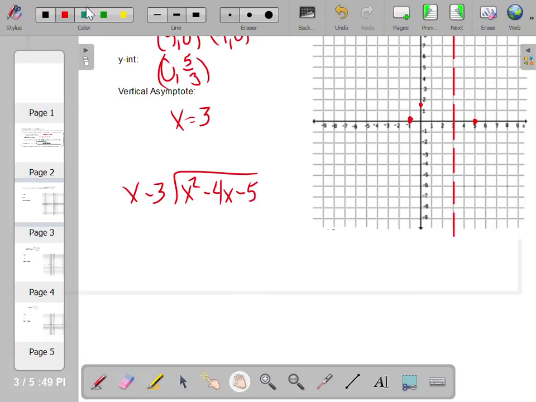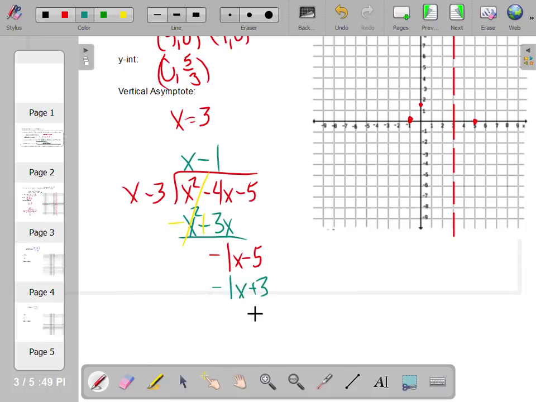And we've done long division a bunch, so x times x is x squared, and you distribute the x. So that's x squared minus 3x. Then you flip your signs, so now that's minus and plus. Those go away. Negative 4 plus 3 is negative 1x minus 5, and you do it again. So x times what is negative 1x? That'd be negative 1. Distribute a negative 1. Negative 1x plus 3. Flip your signs, plus minus. Those go away. And negative 5 and negative 3 make negative 8.